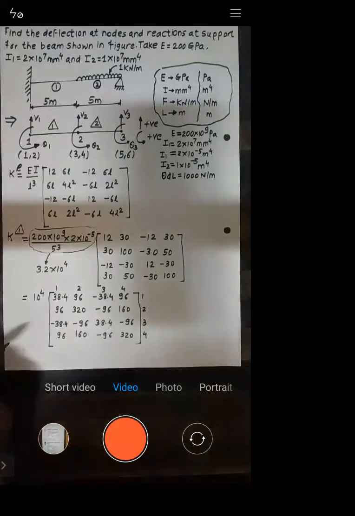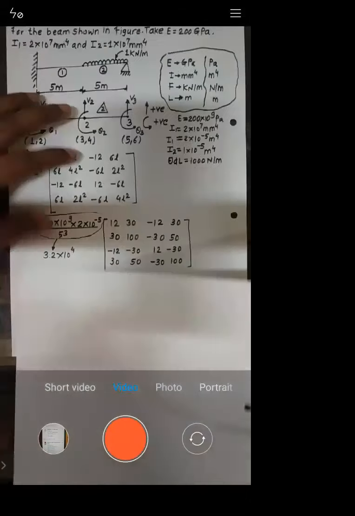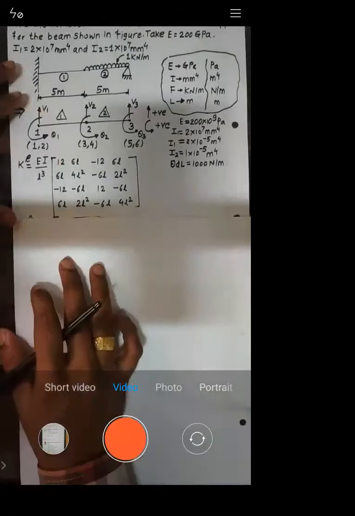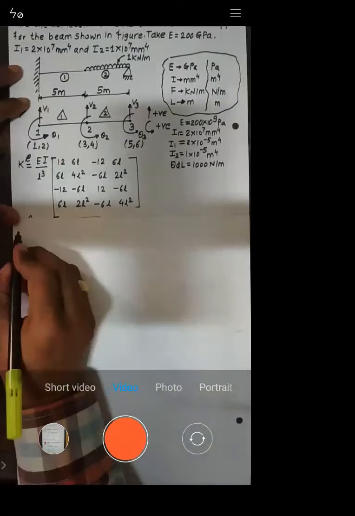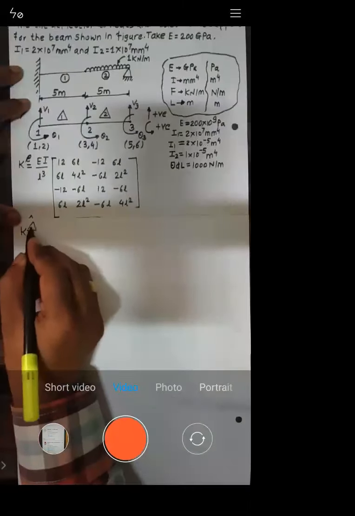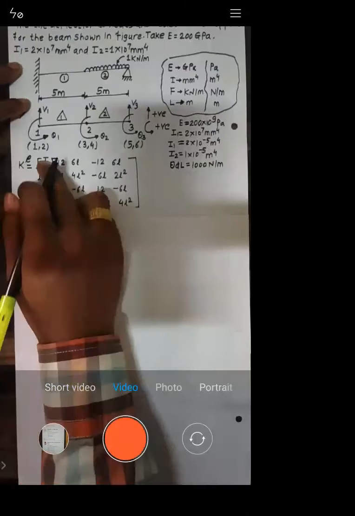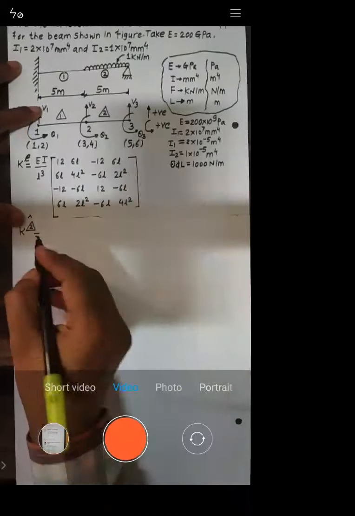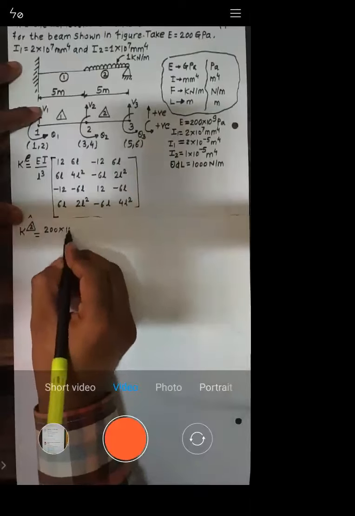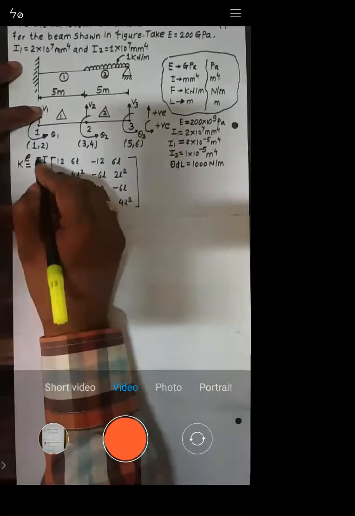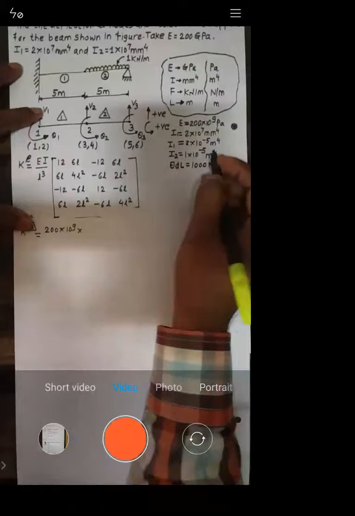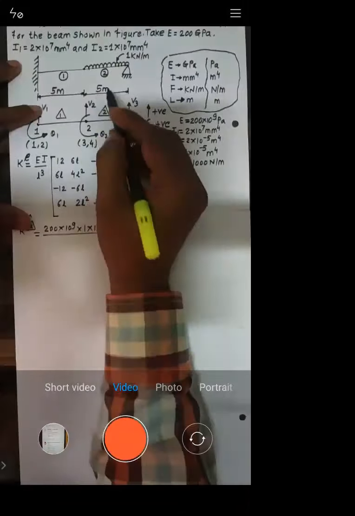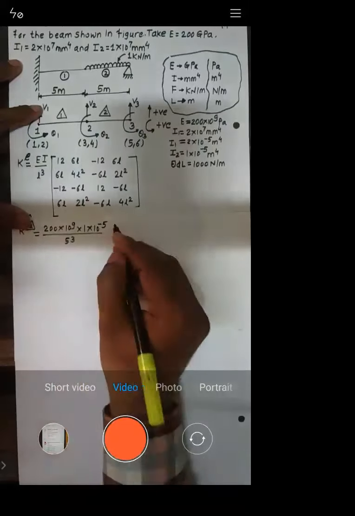Now we're supposed to do it for the second element, right? So let me write down this formula for the second element. The stiffness matrix for the second element is given by E of the second element. E is the same for the entire problem, right? So it is 200 into 10 raised to power 9, E into I2, that is 1 into 10 raised to power minus 5, EI by L cube. What is the length of the element? It is the same, 5 meter, that is 5 cube.